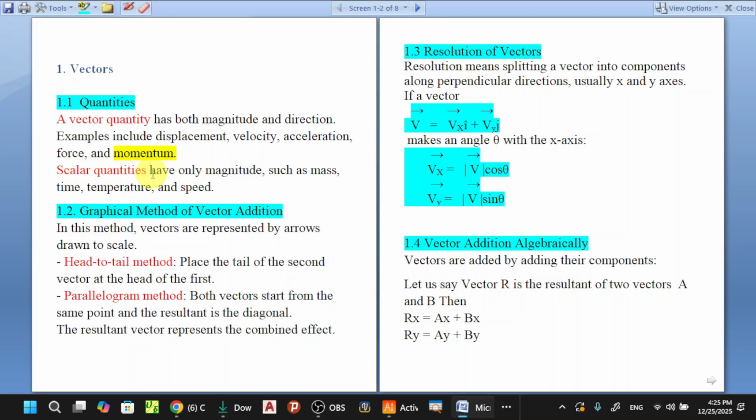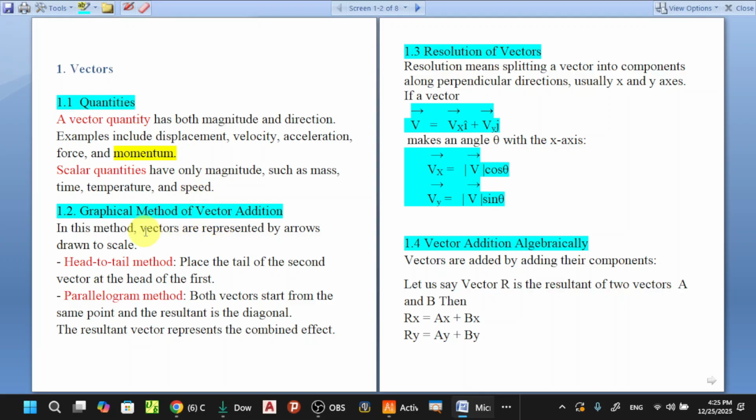What about scalar quantity? A scalar quantity is a quantity which has only magnitude and no direction. So mass, time, temperature, speed, and distance as well could be taken as scalar quantities. Scalar quantities have magnitude but have no direction.